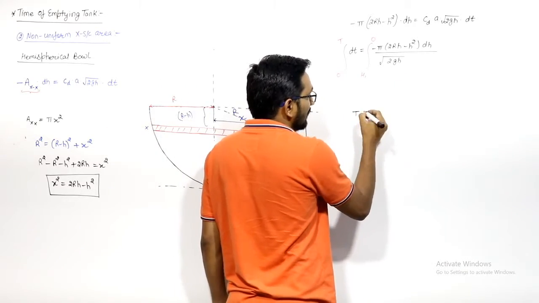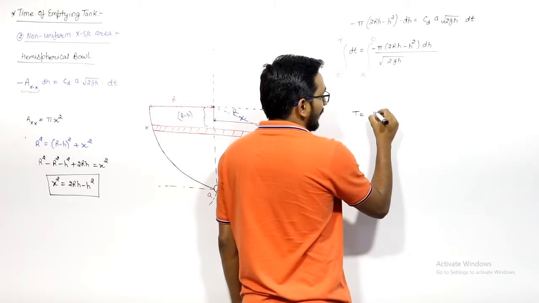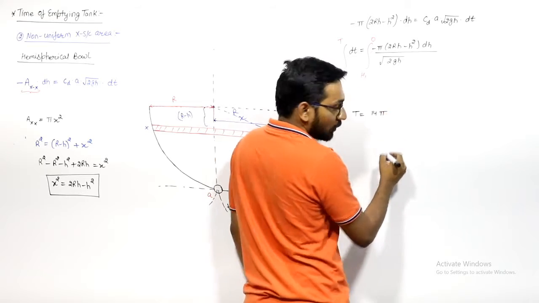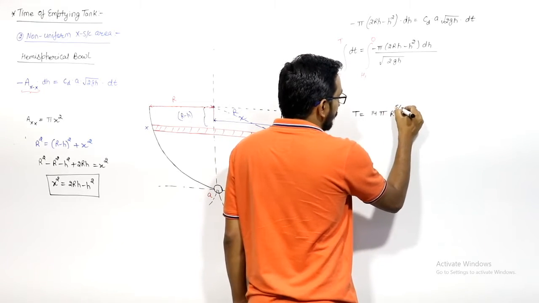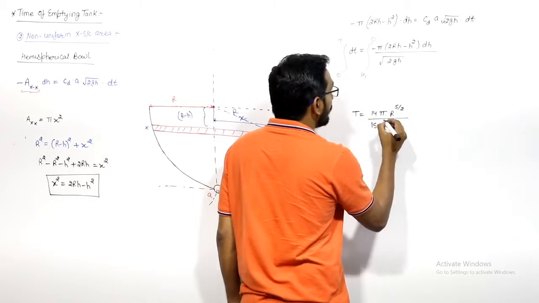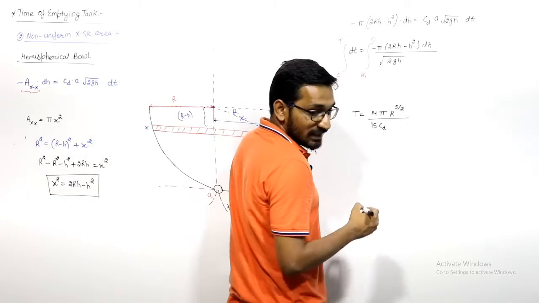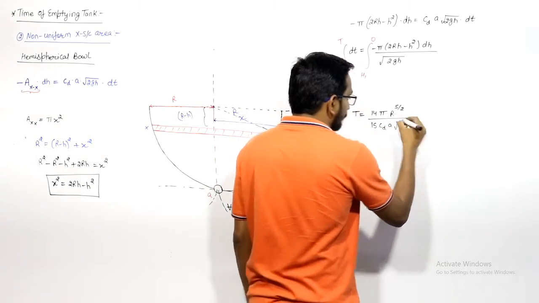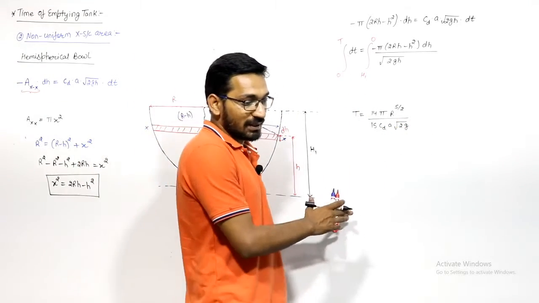Then in this case, the time will be, no need to remember this, you can check by solving this integration. This will be 14 pi into r raised to power 5 by 2 divided by 15 Cd into a into under root 2g. So this will be the case.